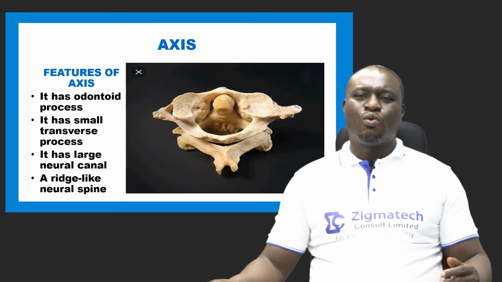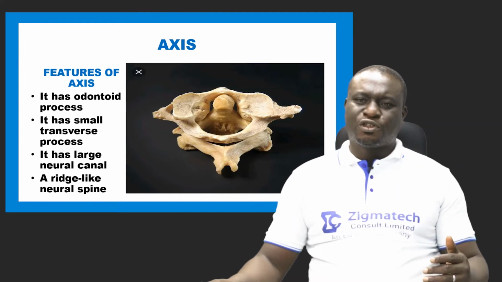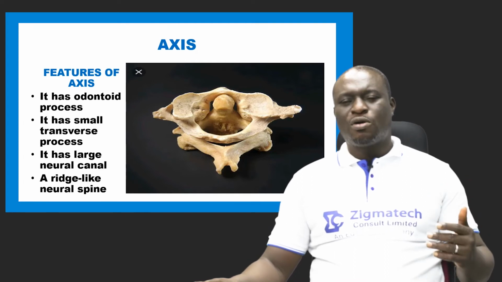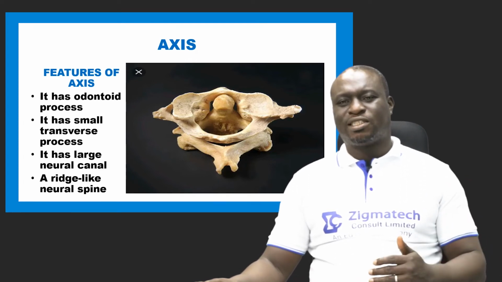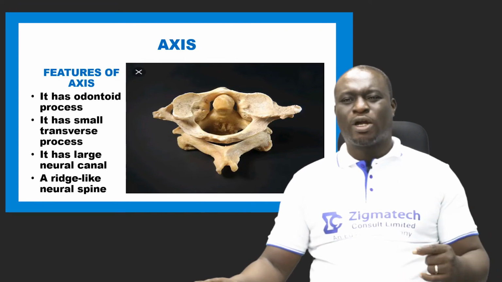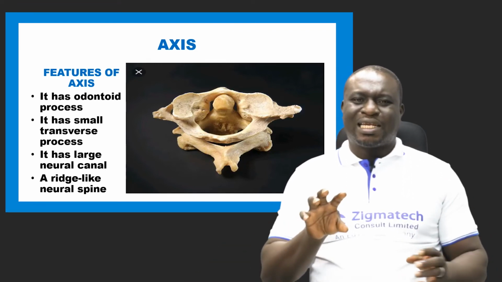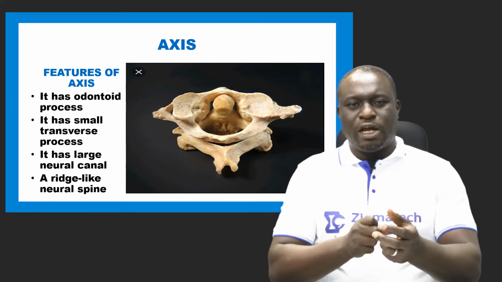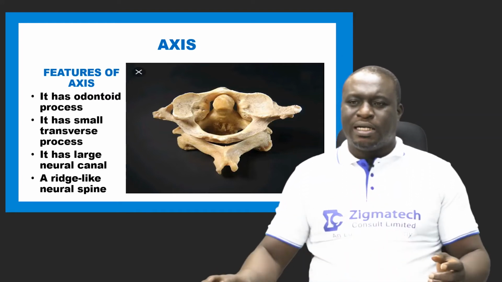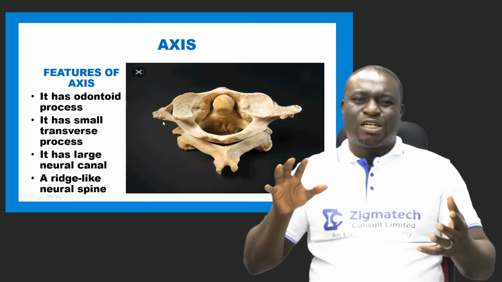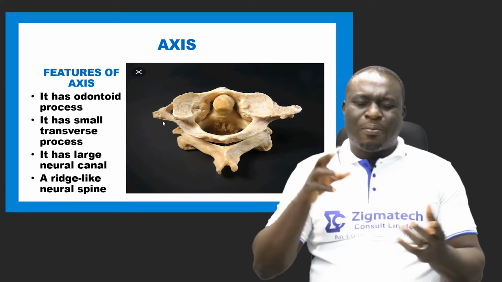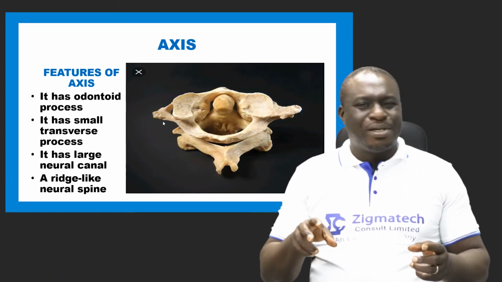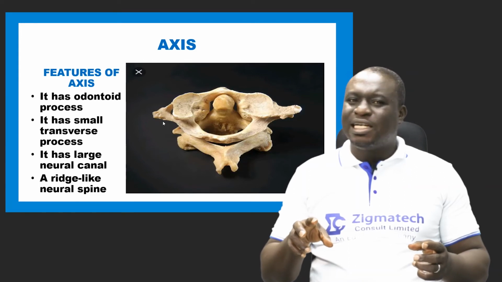Then we have the second one, which is the axis. The characteristic of the axis, which is the second vertebra found in the cervical vertebrae, is that it has what we call the odontoid process. It is like a knob, an outgrowth or a projection found on the bone. If you look at it on the screen, that knob articulates with the atlas. The odontoid process helps the head to turn and twist.